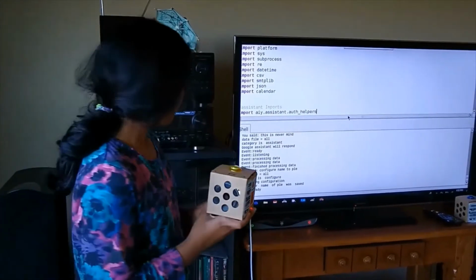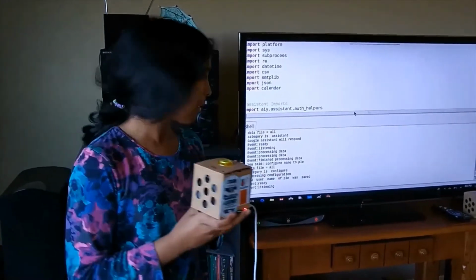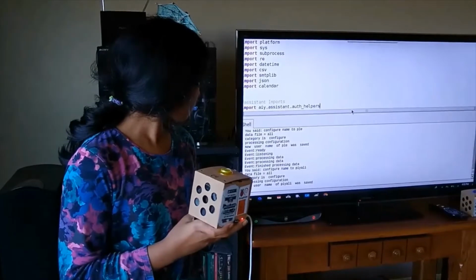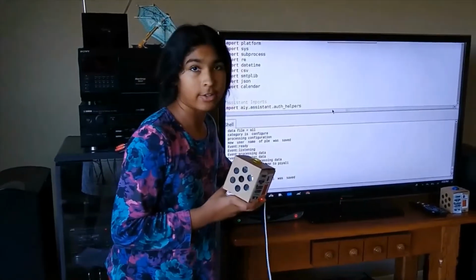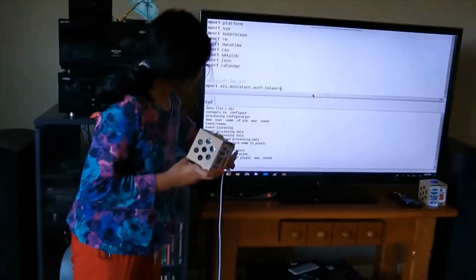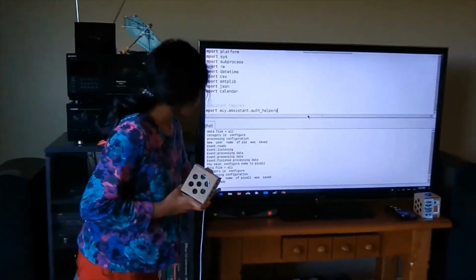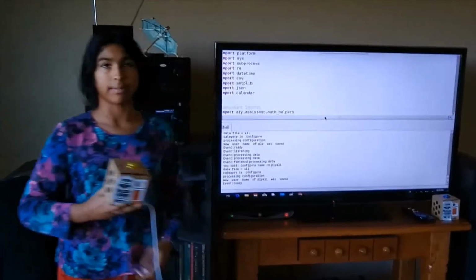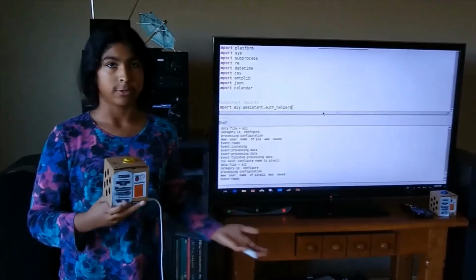Okay, Google, configure name to Piali. New username of Piali was saved. So now it's figured out that the category is configure, which means to change it, and it says new username of Piali was saved. So that means now it'll call me Piali. So now I'll do an example of blood pressure.